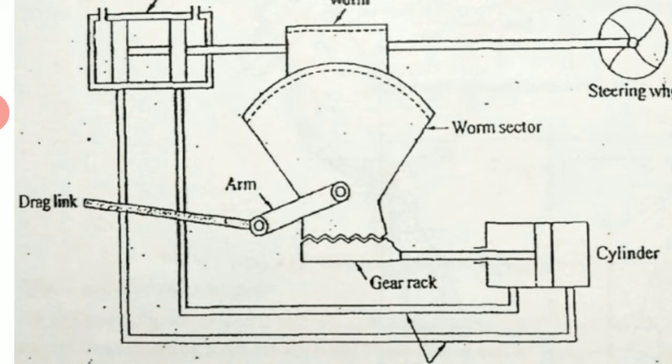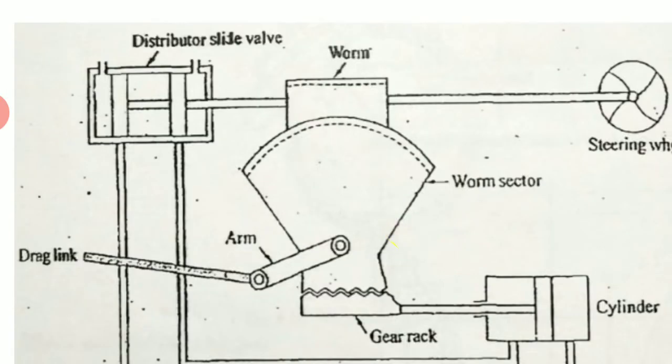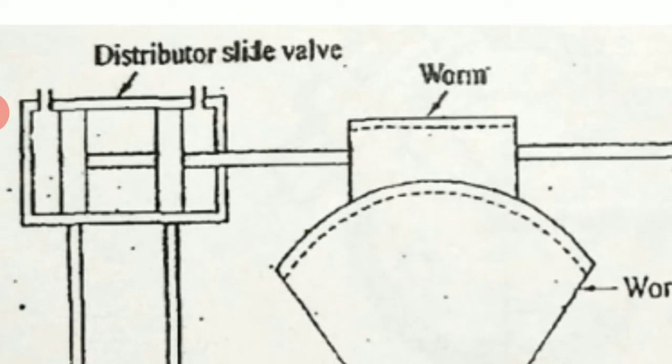If the resistance offered to turn the wheels is too high and the driver's effort on the steering wheel is too weak, because when resistance is more the driver's effort automatically becomes weak, then the worm, like a screw in a nut, will be displaced together with the distributor sidewall. So this is what happens.